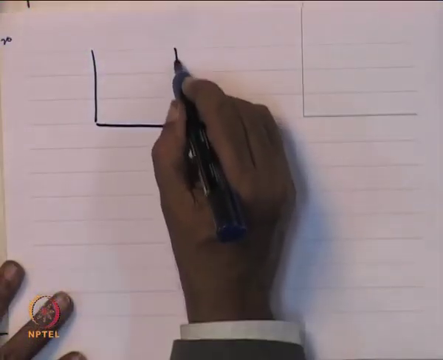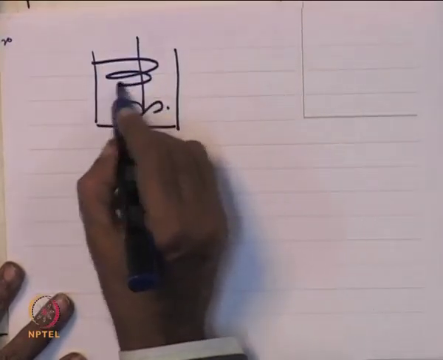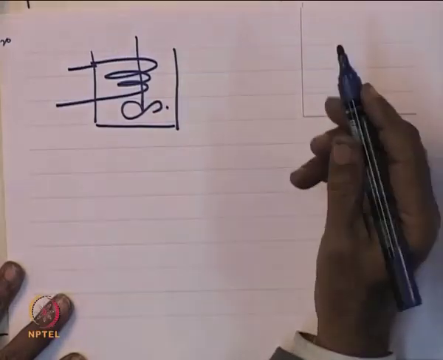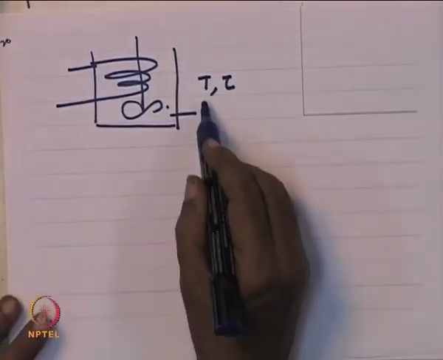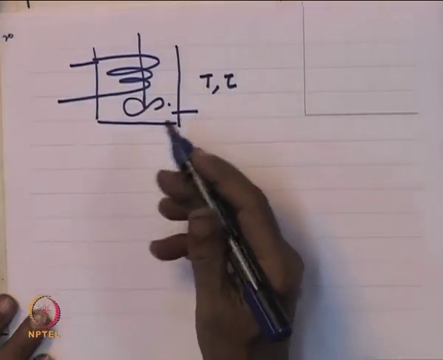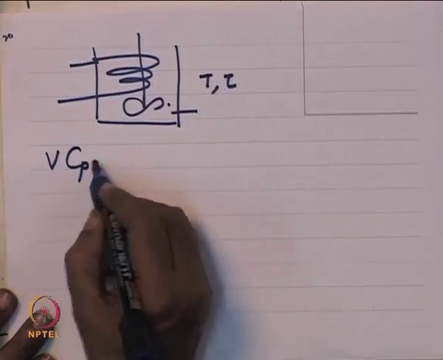The next question, of course, is how do you achieve this. You have found from our calculations that you have to operate at some temperature T and some residence time tau. Now, given this temperature T and residence time tau, how do you ensure that all this is possible? We come to that by looking at the energy balance.